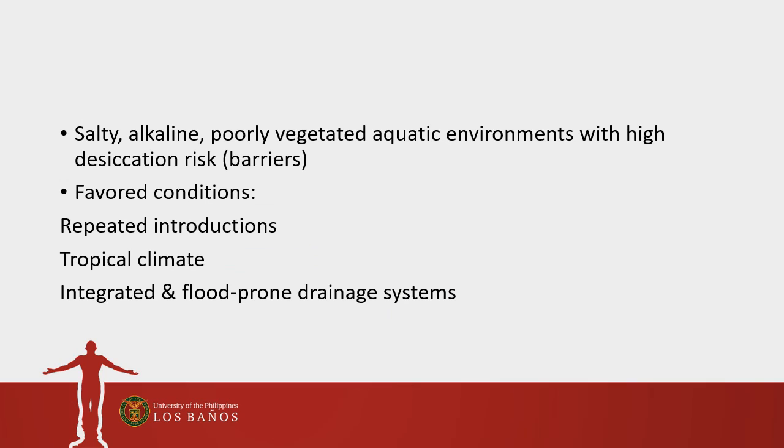The golden apple snail does not survive salty, alkaline, poorly vegetated aquatic environments with high desiccation risk. So these are the barriers. And the favored conditions are repeated introductions, a tropical climate, and integrated and flood-prone drainage systems.